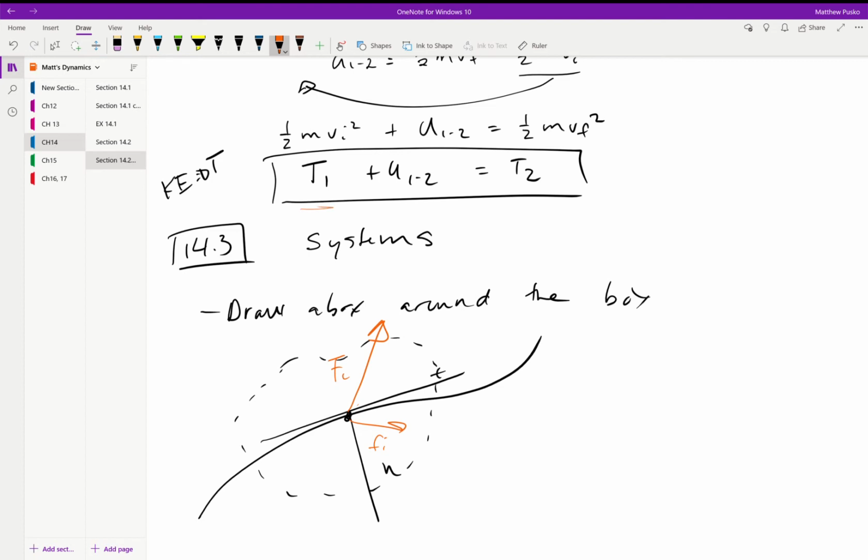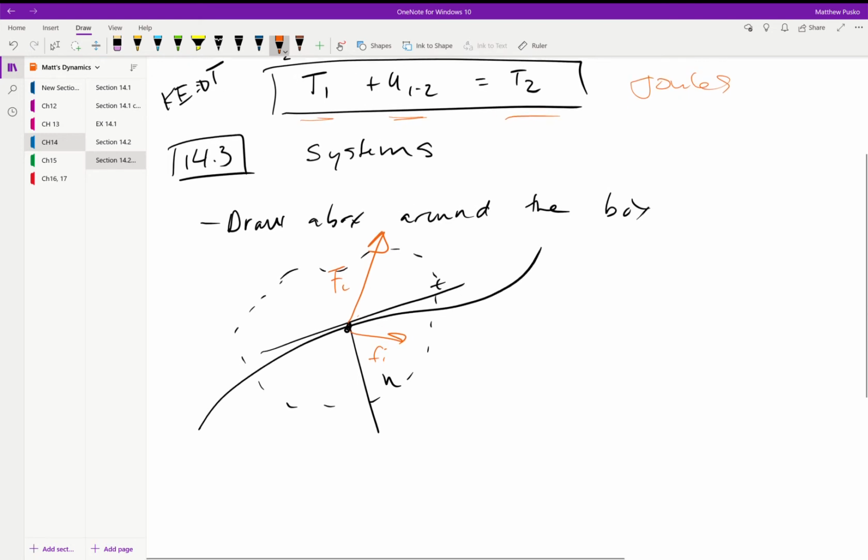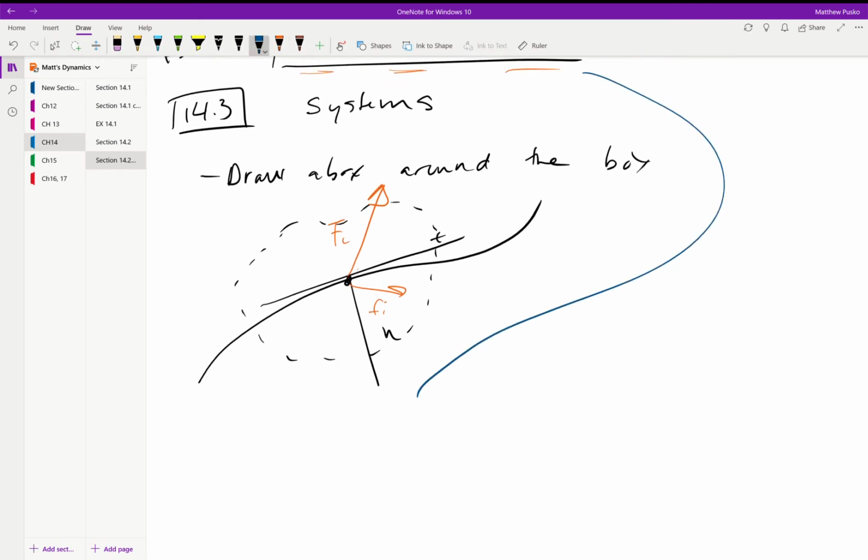T1, the kinetic energy, the work, they're all in the same units, right? They're all in joules, they're all scalar, so we can take the summation of them. So this equation will become the summation of the T1s plus the summation of the work done from 1 to 2 is equal to the summation of T2. So we could have multiple particles in the problem.